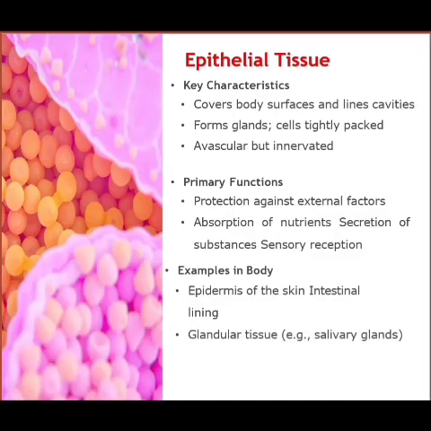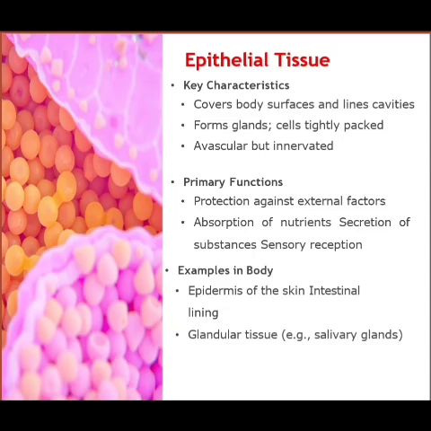Epithelial tissue covers the body and lines organs and cavities. The cells are tightly packed together like tiles on a floor. It has no blood supply but it has nerves. Its main jobs are protection, absorption, secretion, as well as sensation. Examples of epithelial tissues are the skin surface, the inner lining of the gut, and also those found in salivary glands.